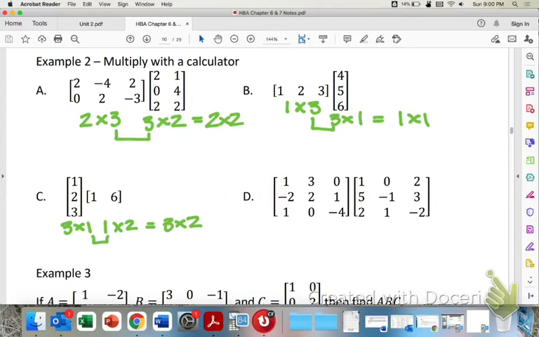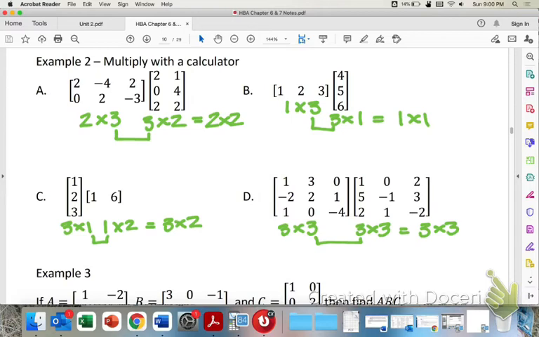And finally in D, this is a 3 by 3. The second one is a 3 by 3, so since the middle numbers match, I should end up with an answer that is a 3 by 3. So before I ever do any multiplication in my calculator, because I don't want to do all of this by hand, I would go ahead and check if they would work before I type them in.